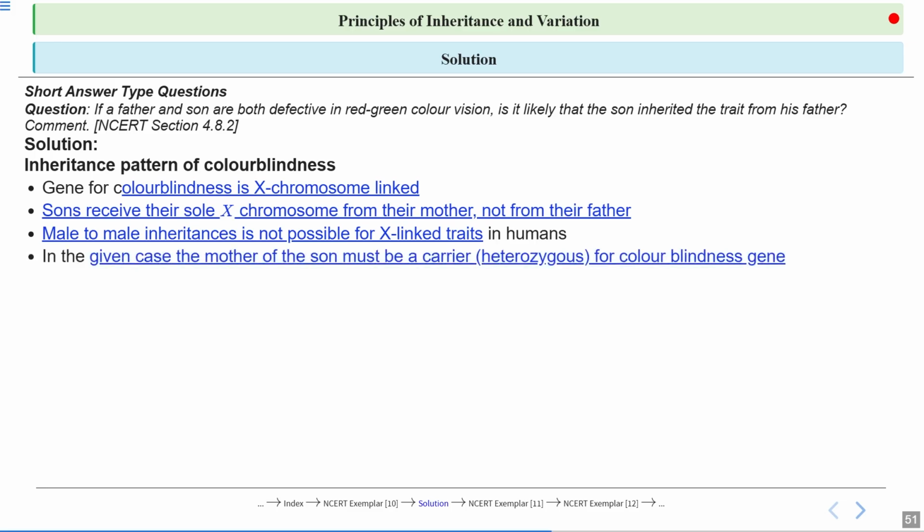So if the father is colorblind, he cannot transfer colorblindness to the males. In the given case, the mother of the son must be a carrier for the colorblindness gene, and the father is colorblind. Clear? Now the mother is transmitting the gene to her son. The father will only transmit the Y chromosome to the son, and if the son is affected, he has inherited the X chromosome having the colorblindness gene from the mother, not from the father.